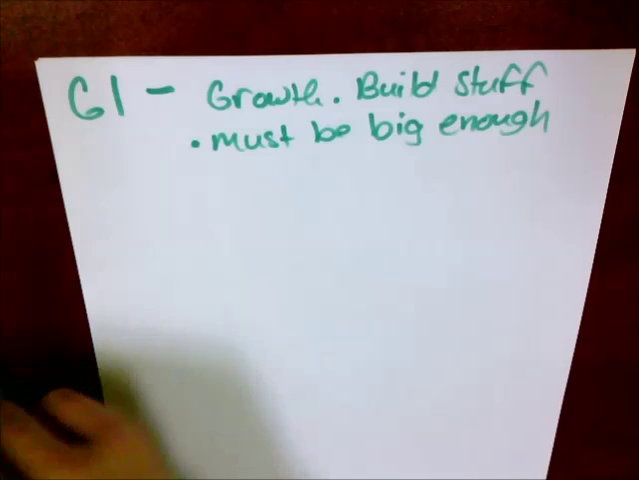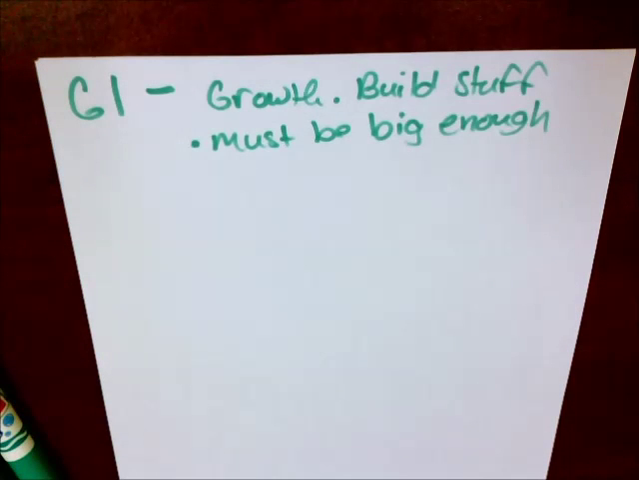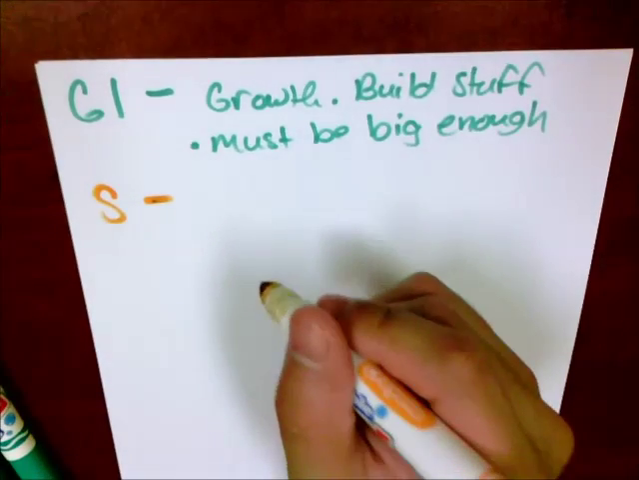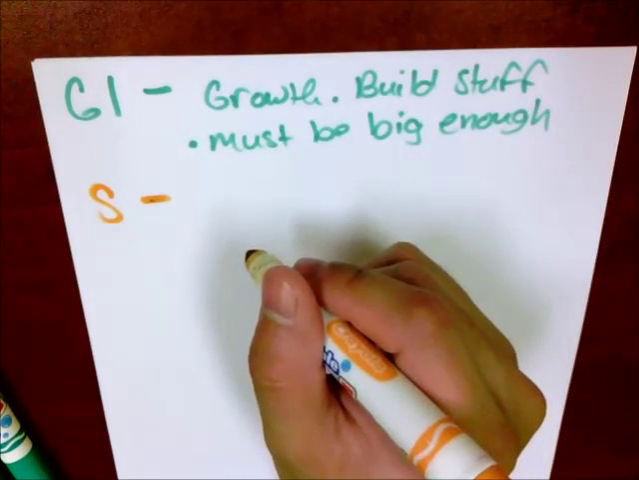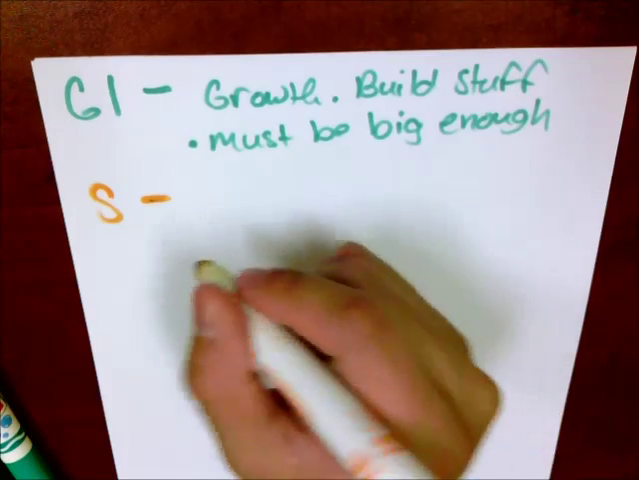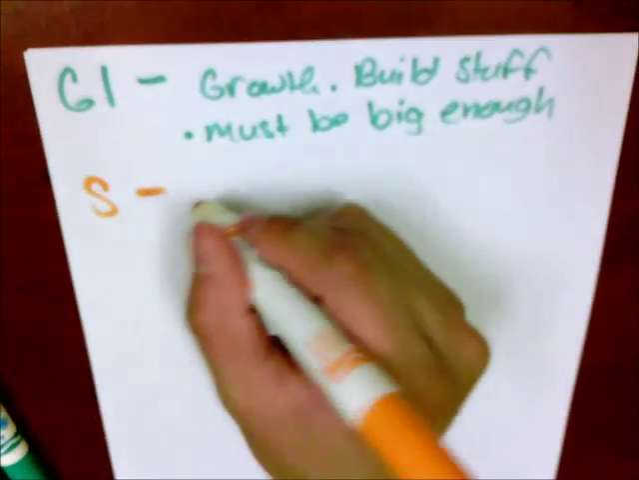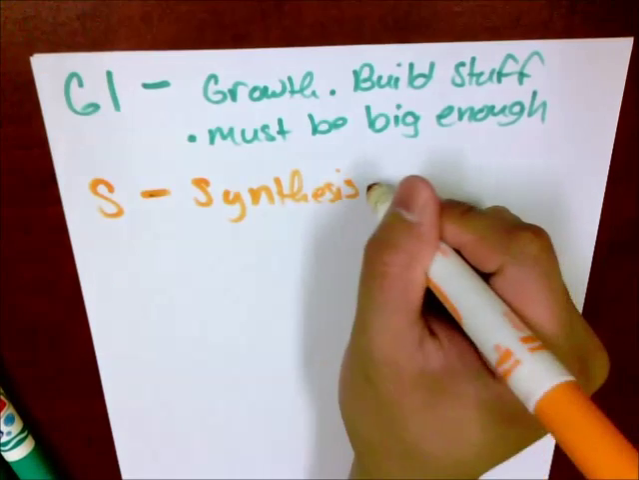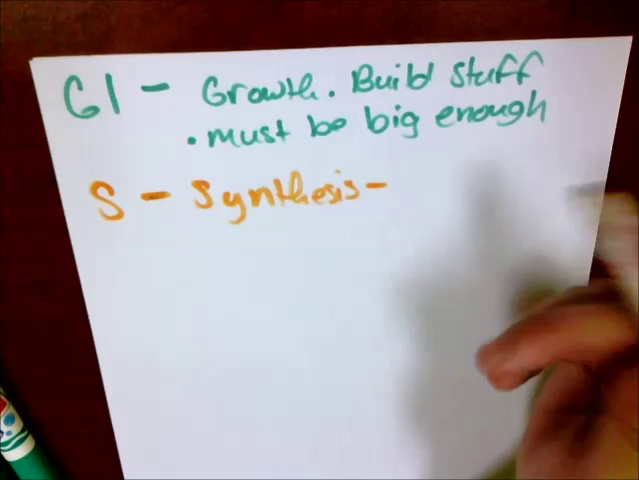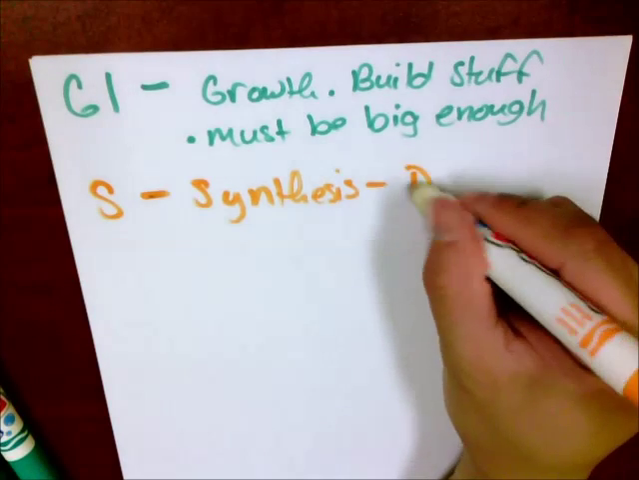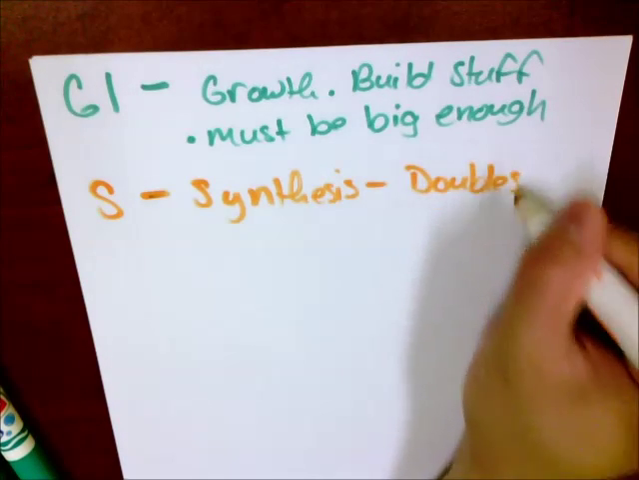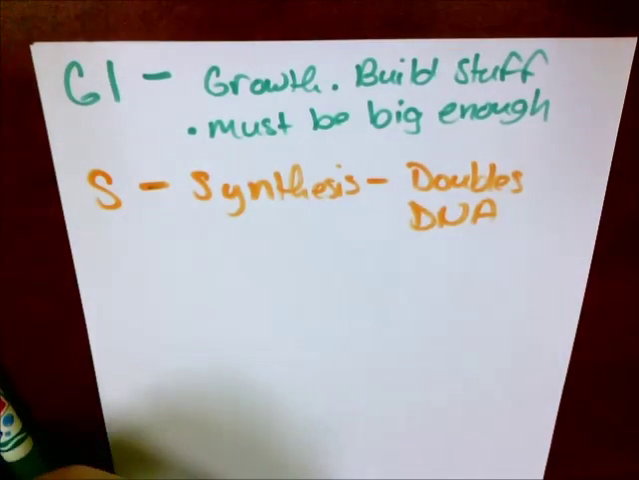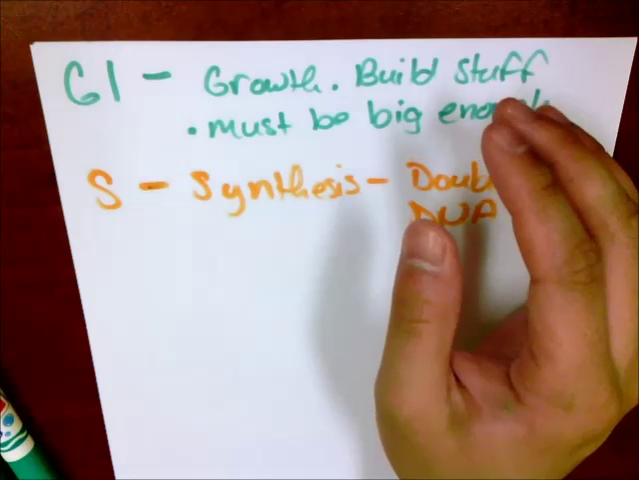And let's talk about S phase. S phase is going to be very similar to G1 in a way. They have a lot in common. This one's going to be called the synthesis phase. So while G1 was growth, this one's going to be synthesis. This is just going to double the DNA. That's its job.